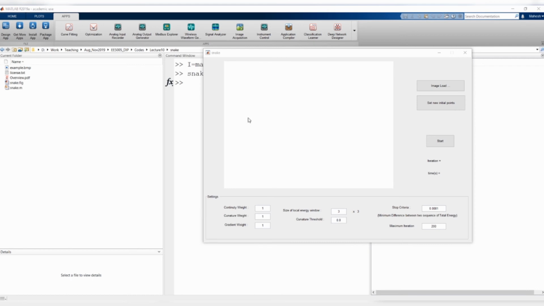Okay, so if I type snake, I get this GUI. It's very, very intuitive. I love the person, Imran, who has a lot of interesting aspects like this on File Exchange. So here, this is a GUI, so it's very, very self-explanatory. You have the continuity weight and curvature weight. This is your alpha, this is your beta, okay, and this is your gradient weight, which is for the energy part. And then of course a lot of other parameters which are associated with our algorithm.